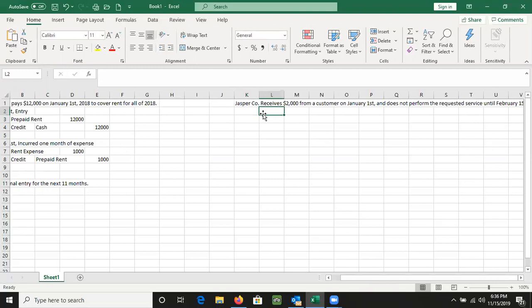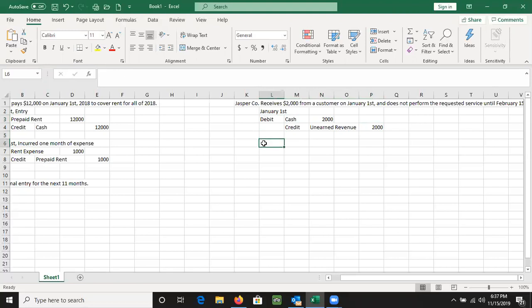So what accrual accounting says is, on January 1st, you're going to debit cash because the company is receiving cash, but you're going to credit unearned revenue, which is a liability. And it's a placeholder until you recognize real revenue.